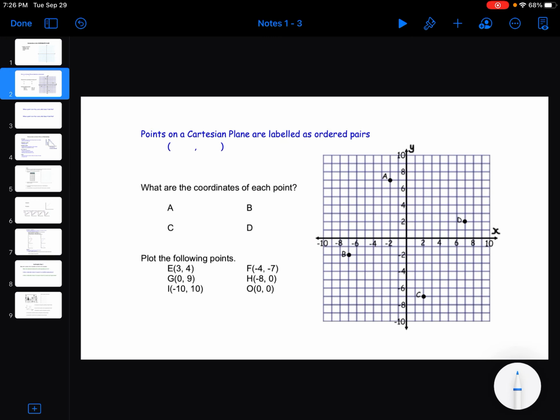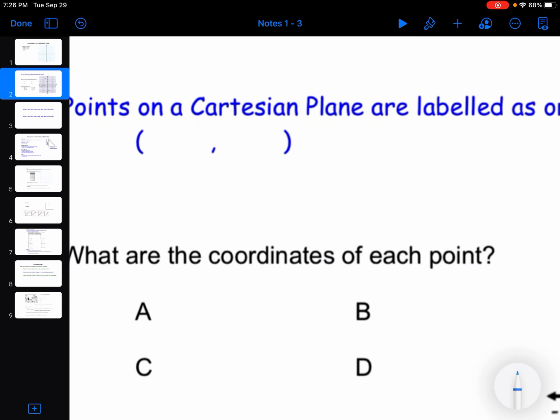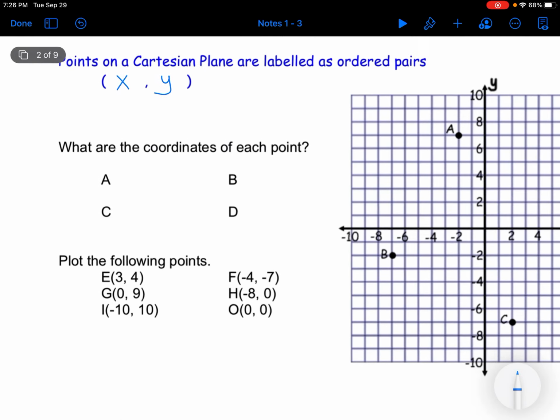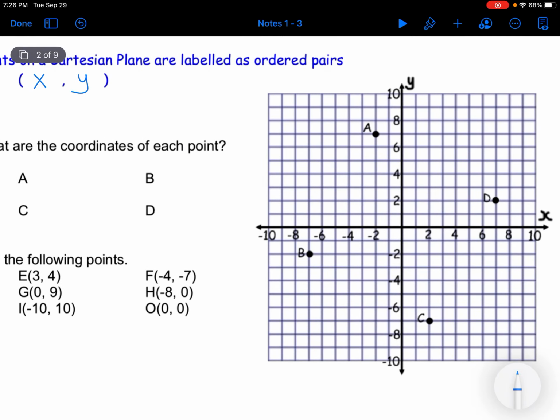Points on a Cartesian plane are also labeled as ordered pairs. They're called ordered pairs because it's always an x and then y. So if I were to look at the points that are on this graph, we're always going to label them with 2 numbers. Without even looking at these points, I know that it's going to look like this, and I'm going to put some numbers in.